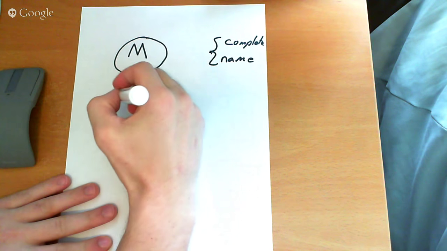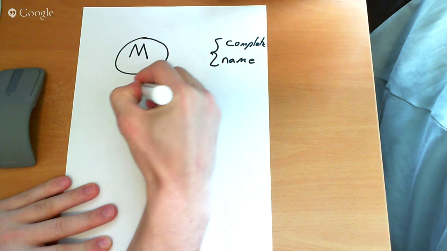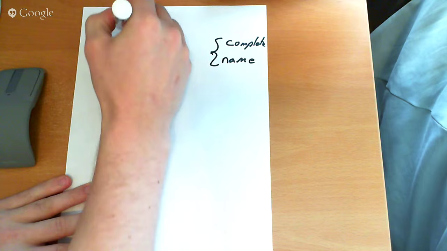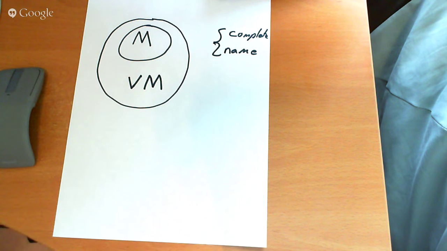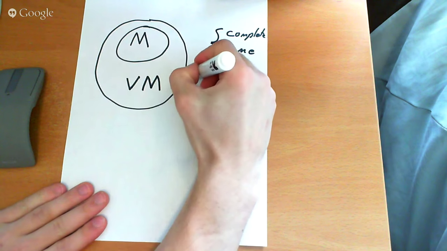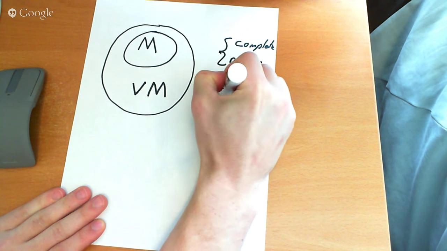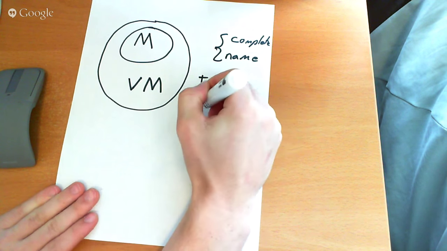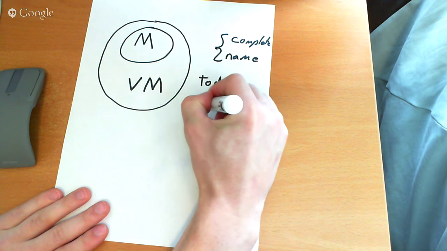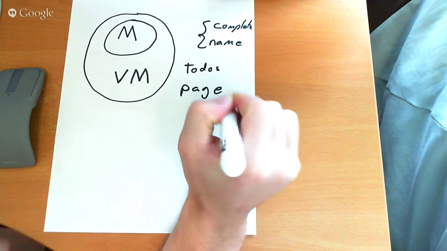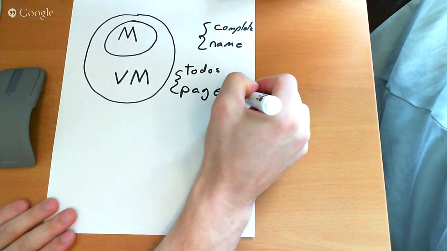And then there's the view model, which uses the model and often encapsulates the model. Kind of think about it like this. The view model in this case, for TodoMVC, there might be a list of to-dos, and there's also what page the person's on, which I might just call page. So this might be an object with to-dos, and each to-do is one of these, and then there's the page.